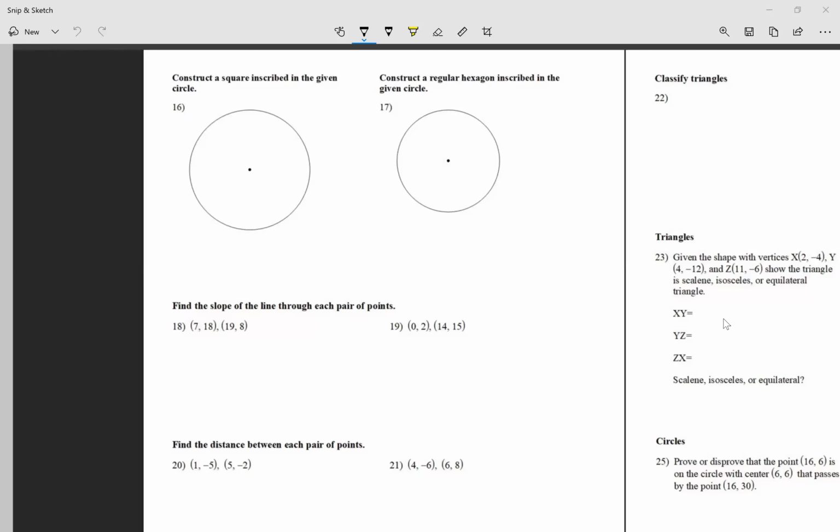So today I'm going to be looking at questions 16 through 21. So I'm going to be looking at this whole page. 16 and 17, I'm going to be looking at constructions. Now, I'm not going to add this on the homework, 16 and 17, but I do want you to know how to do these because they can be given on a test.